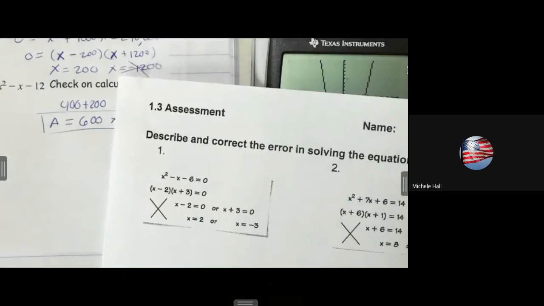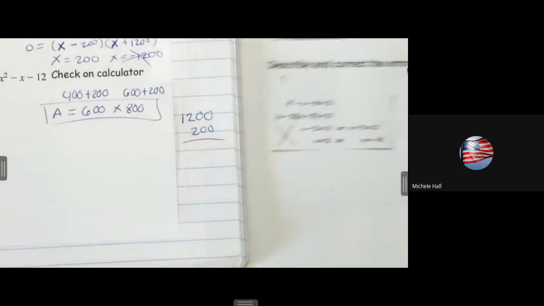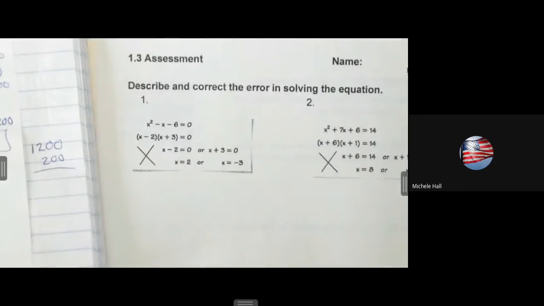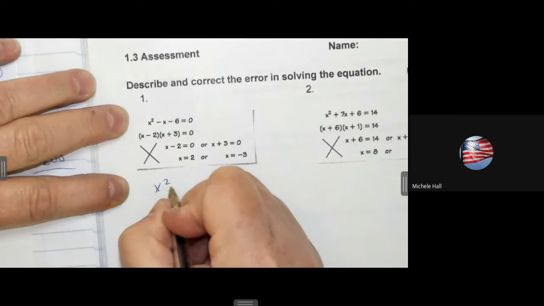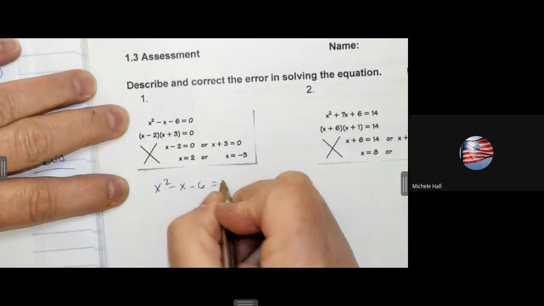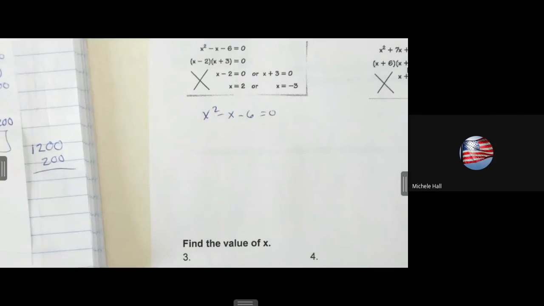1.3 assessment, 5, 6 questions. Okay, error analysis. Describe and correct the error in solving the equation. So don't even look at their work. Start with the original equation. Don't look at their work. I promise you're going to keep making the same mistake they make.